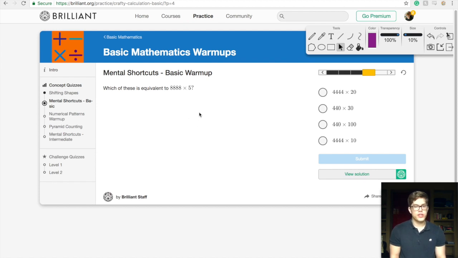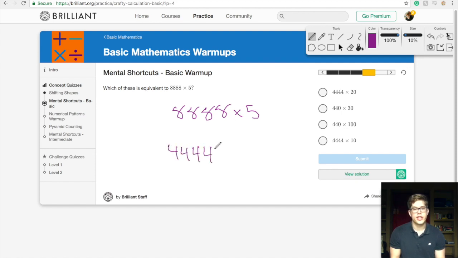Well, there's lots of different answers for this, so let's think about it. Whenever multiplying numbers in your head, there's lots of little tricks you can do. We just learned a multiply by 5 trick, and what was that? It was cut it in half and multiply by 10 instead. So this would be 4 times 4, or 4,444 times 10. And I hope you can see that these are equivalent statements.